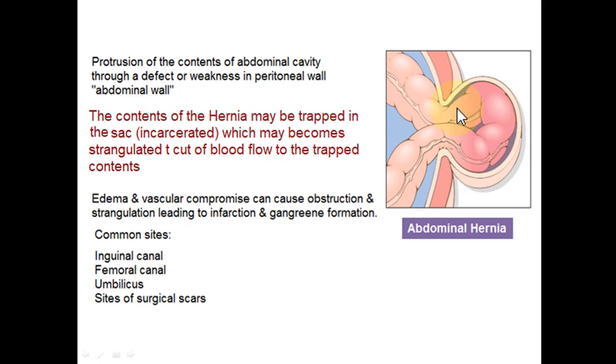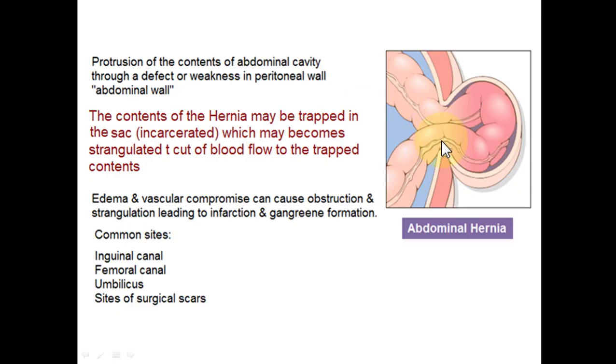So what happens in the abdominal hernia? The contents of the hernia in the hernia sac may become trapped there. By that we mean that the patient normally has a hernia, and by pushing on the hernia sac, the contents of the hernia sac can be reduced. But once they are trapped there, they become fixed and cannot be reduced. And this is known as an incarcerated hernia.